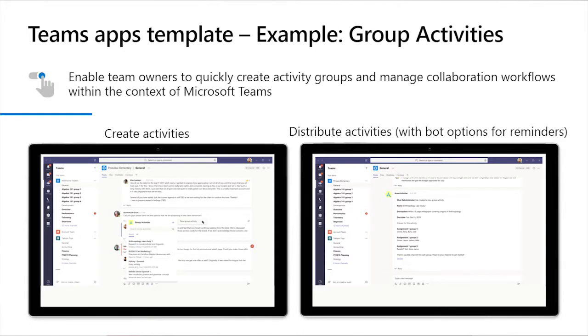One particular example is this group activities example, which makes it possible for an event organizer, for a team organizer, to aggregate all the different activities and things that have to happen to make a project come to life. They can very quickly create them and then distribute them off to their individual teammates, and then a bot will actually help to make sure that those activities get done. So even just fundamental tasks like helping people stay abreast of all the different things they need to do, you can find a Teams application template for it.